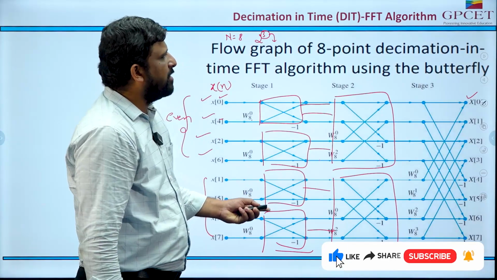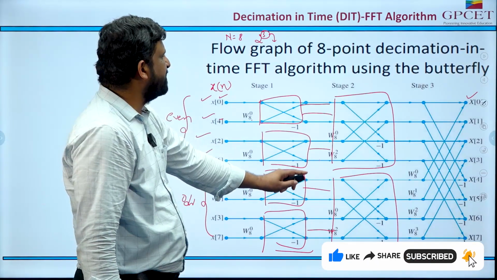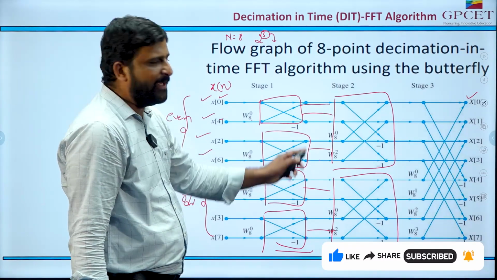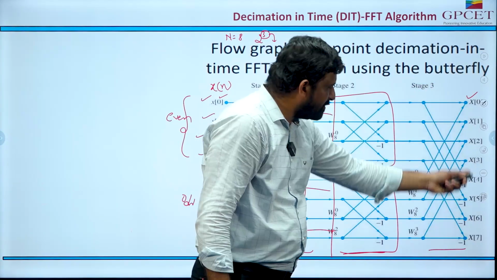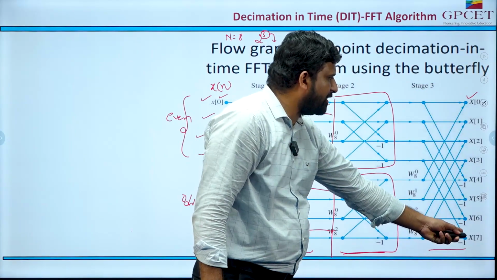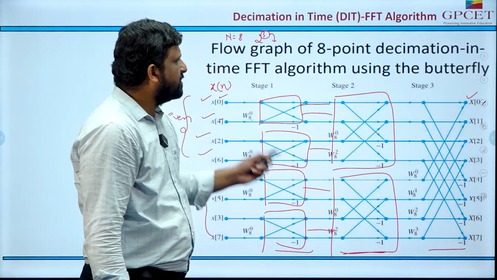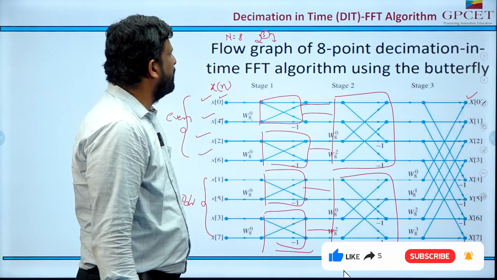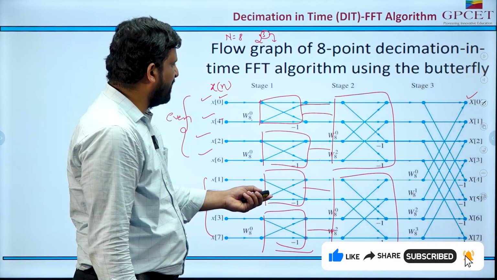Whatever the problem we are solving, this is the main block diagram, the main decimation in time algorithm diagram you will get. So with the help of this diagram, whatever sequences are given, please take all the sequences here and start doing the problem. So this is the finalized flow graph of the 8-point decimation in time FFT algorithm using the butterfly.